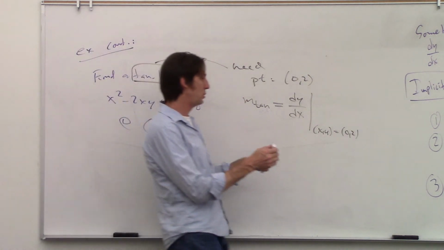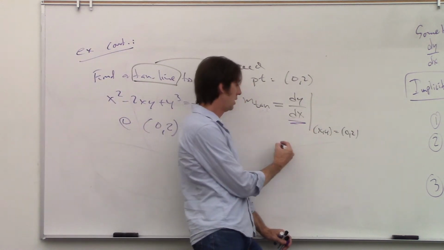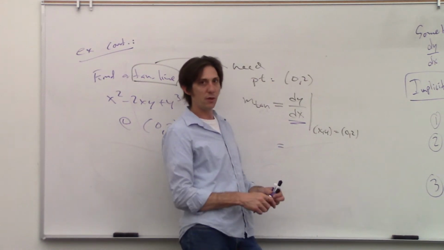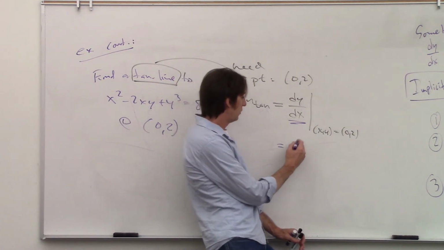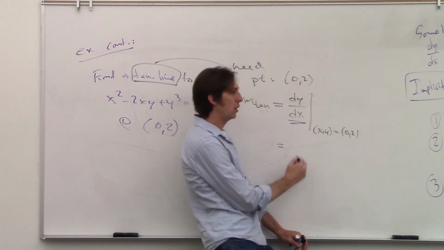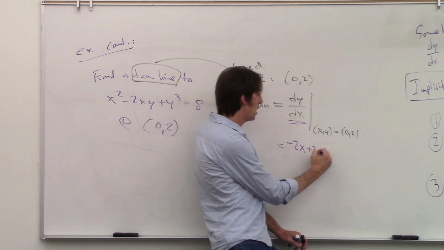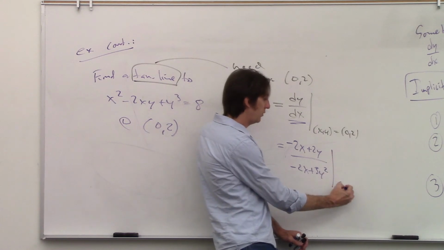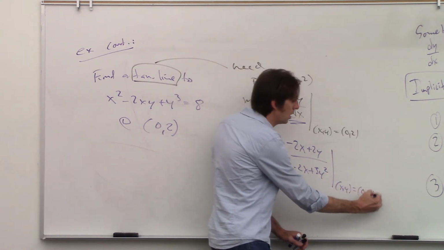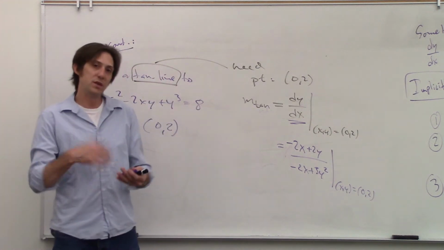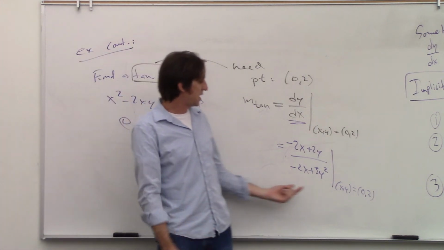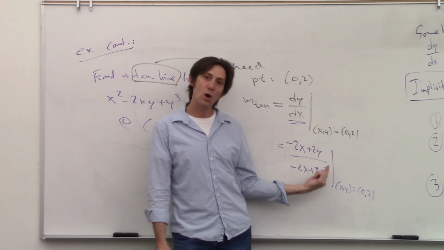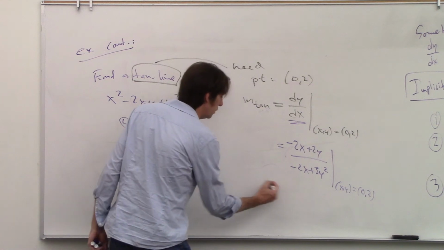A second ago, we just computed dy/dx, the derivative. And now, to get the slope, I plug the point (0, 2) into the formula that I came up with for dy/dx. So that looks like this. The formula for dy/dx was negative 2x plus 2y divided by negative 2x plus 3y squared. I want to evaluate this at (x, y) = (0, 2). What's a little bit different this time than what we're used to is instead of just plugging in x equals 0, for example, we have to plug in both x and y. But that's easy enough to do.